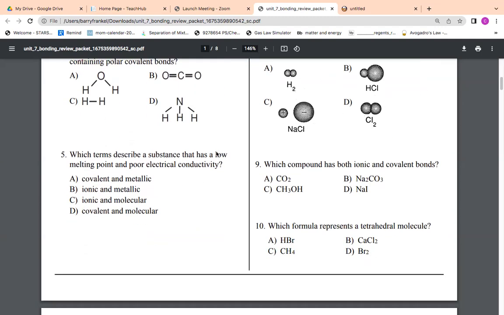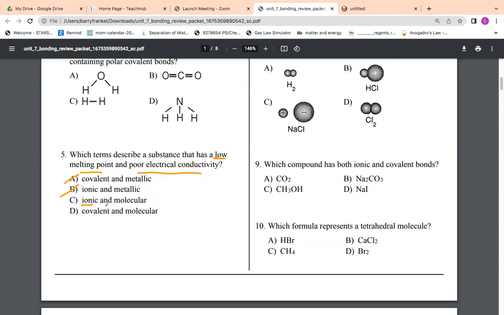All right, number 5. Okay, so this is really just memorizing properties of ionic and molecular or covalent compounds. So they're asking which terms describe a substance that has a low melting point and is bad at conducting electricity. So you definitely wouldn't want to pick anything that says metallic, because metals are very good at conducting electricity. So those are out.